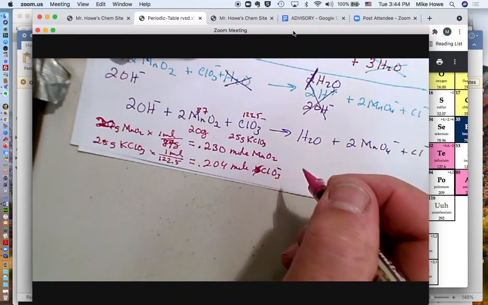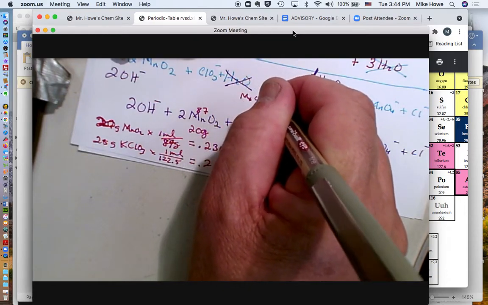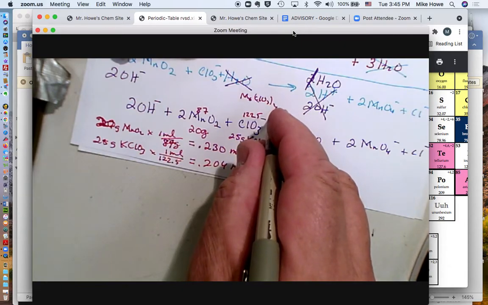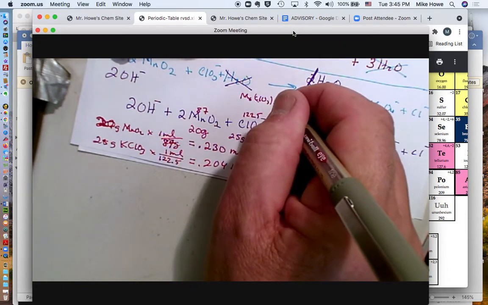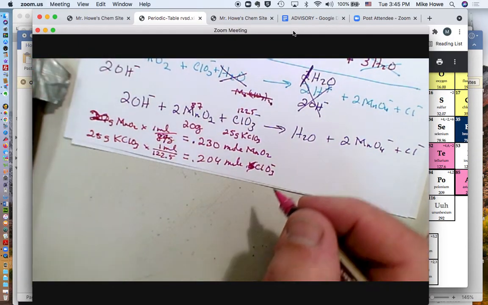Now, if this had been like magnesium chlorate, which it wasn't, but if it was, then this number would have had to be multiplied by 2 because of the 2 that's down here. So when it dissociates, it would go into magnesium plus 2 chlorates. And this is the kind of stuff we were talking about at the beginning of class.